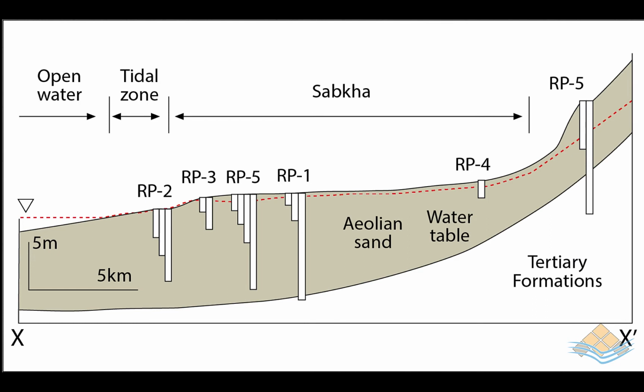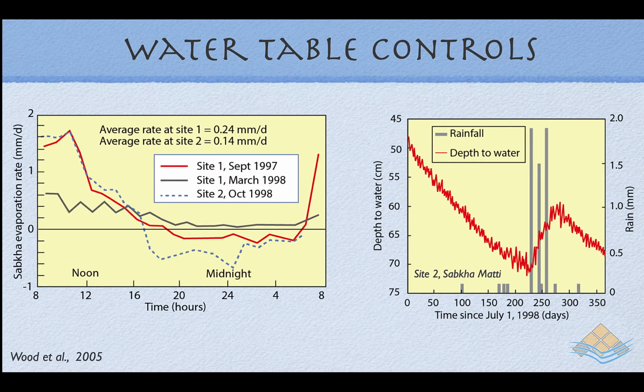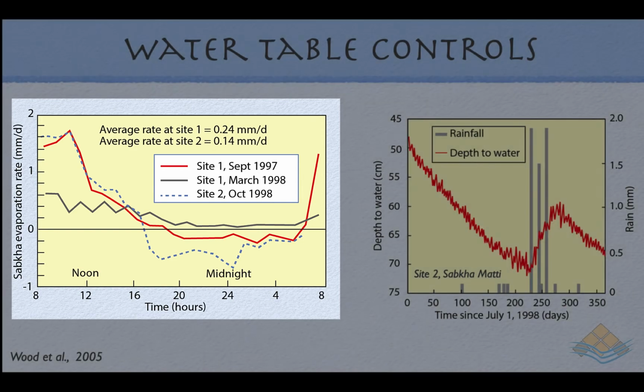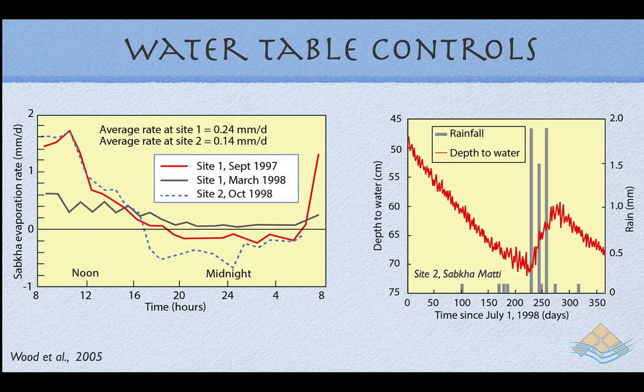And they found there were some interesting things happening based on their 450 shallow piezometer nests and their 6 deeper wells into the tertiary section, into the Sabkha west of Abu Dhabi Island. And this is what they found. On the left, we have the evaporation rates measured at Site 1 and Site 2 on the Sabkha, where you can see that on a daily basis, evaporation rates, as one would expect, are highest around midday and lowest around midnight.